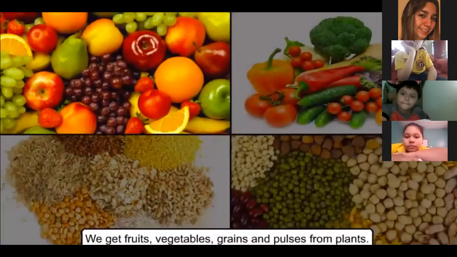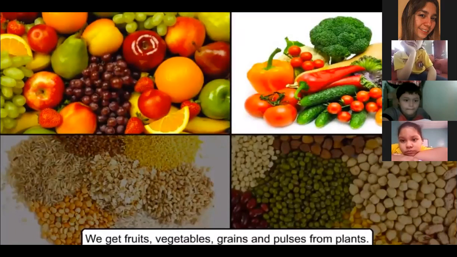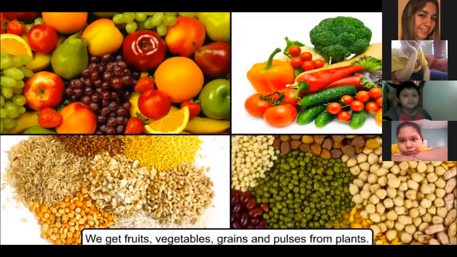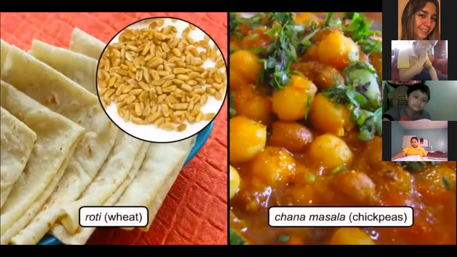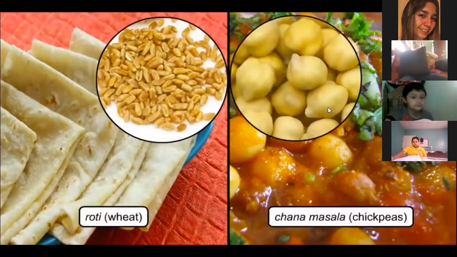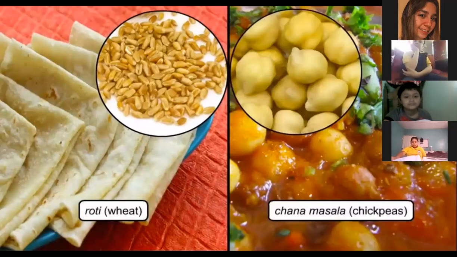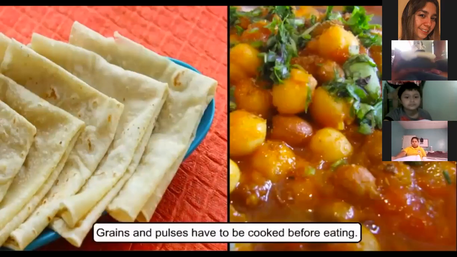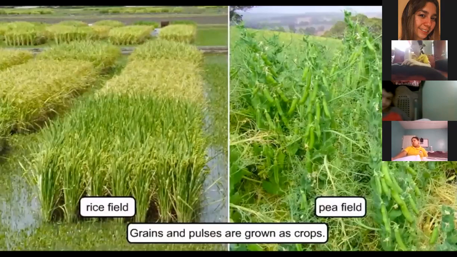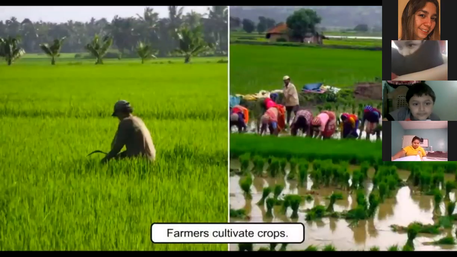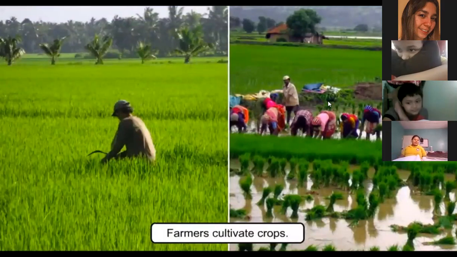Apart from fruits and vegetables, we also get different grains and pulses from plants. We eat grains and pulses in some form or the other every day. Grains and pulses have to be cooked before eating. Grains and pulses are grown as crops. Crops are usually cultivated by farmers in huge fields and plantations.